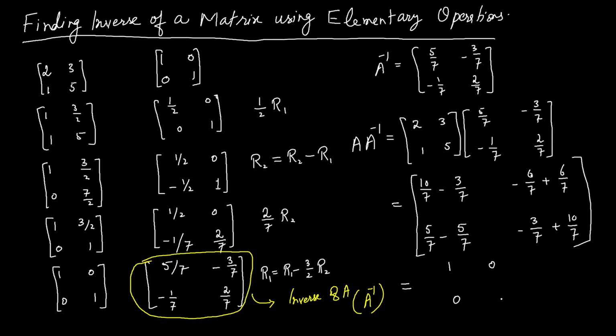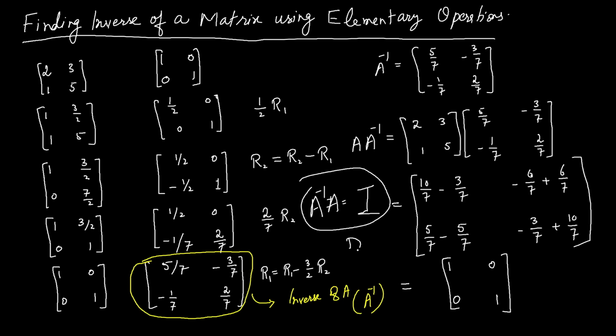You can try yourself and change the order of multiplication. Multiply A inverse to A. It will also be equal to an identity matrix. So this is a very beautiful method for finding inverse of a matrix.